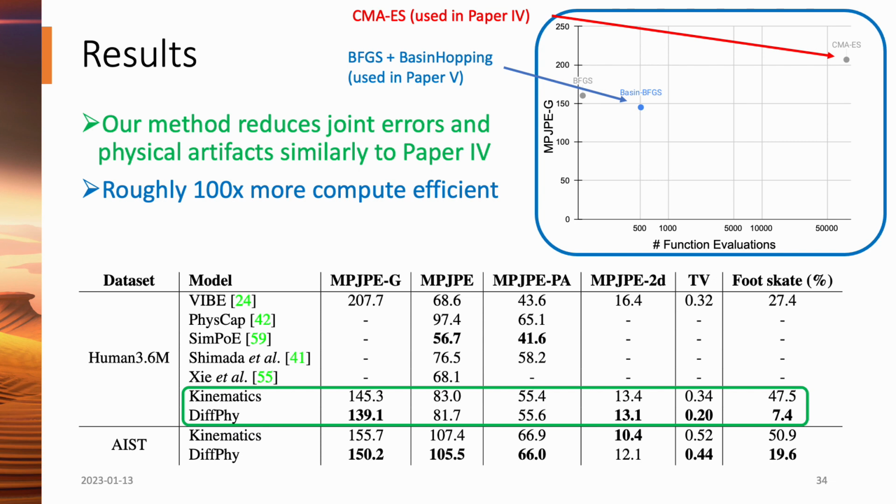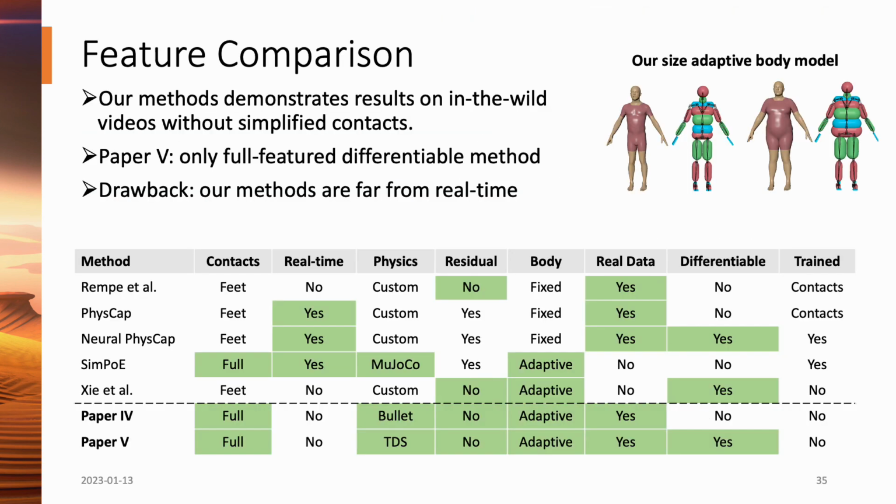However, paper 5 is roughly 100 times more compute efficient in terms of function evaluations required than minimizing the loss. This speed up allows our method to be run on a single machine rather than a compute cluster. Compared to prior work, we find that our methods are the only ones to demonstrate results on individual videos while combining support for full body contact.